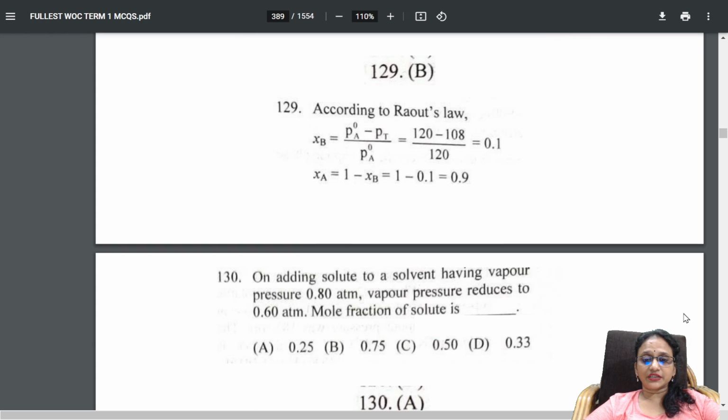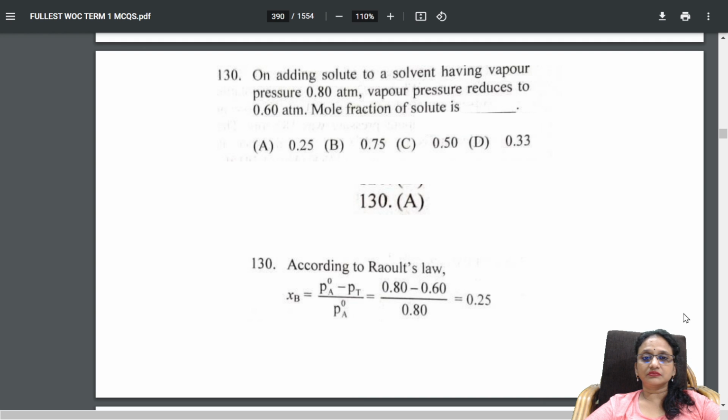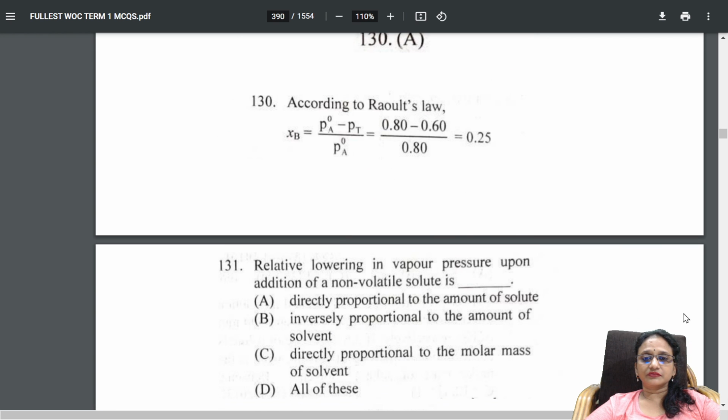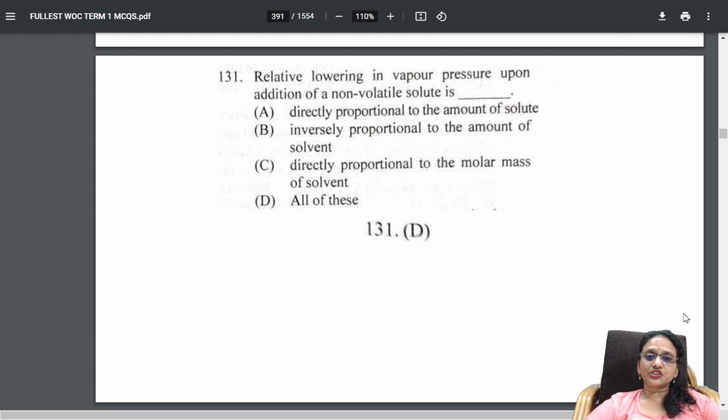All right. Okay, chalo. One question. Let us see. This is on the RLVP. Relative lowering of vapor pressure depends upon addition of non-volatile solute. So RLVP depends upon what? Directly proportional, inversely proportional, everything is considered.